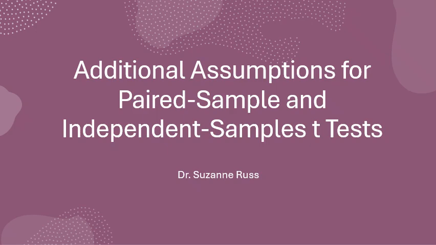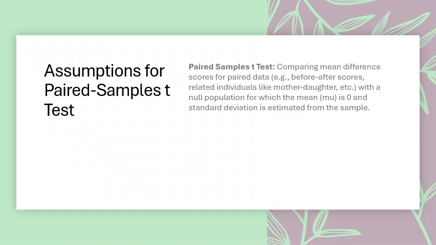This lecture is about the additional assumptions we need to make for the paired sample and independent samples t-test. So the paired samples t-test is very similar to the one sample t-test because, like the one sample t-test, we're just comparing one column of data or one sample to a distribution that has mu of 0 at the center and from which we estimate the spread.